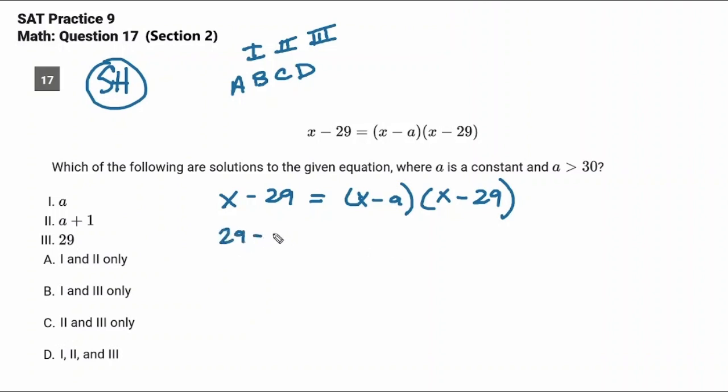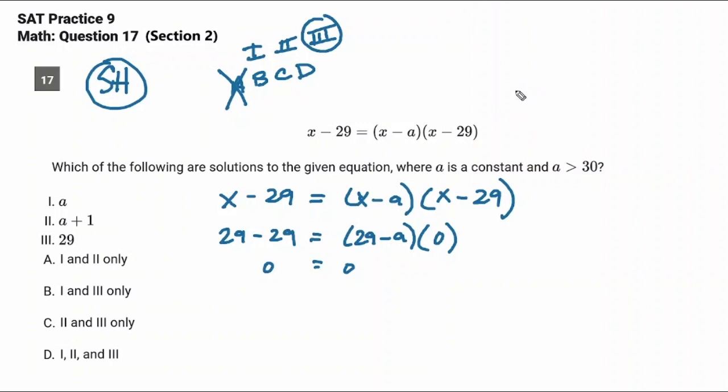Every time you see an x, put in a 29. That side: 0 equals 29 minus a times 29 minus 29, which is 0. So that's side 0. So is this a solution? It is because both sides are the same. Both sides are 0. So does Roman numeral 3 work? It definitely does. So you can go and you can cross off any answer choice that doesn't have Roman numeral 3 in it, which unfortunately is only A. B, C, and D all have 3 in them.